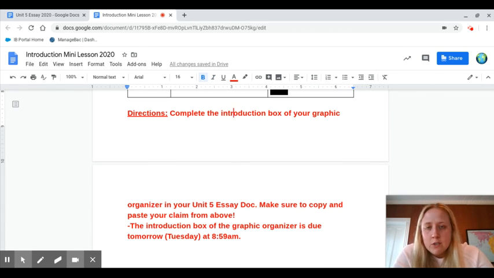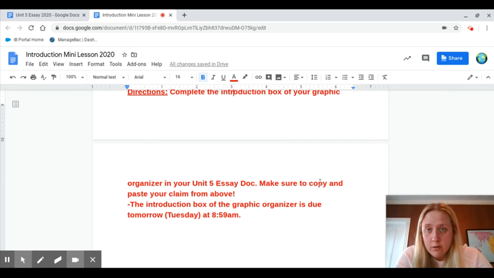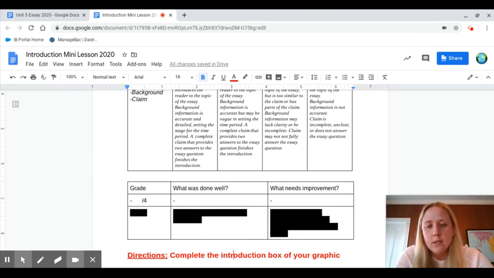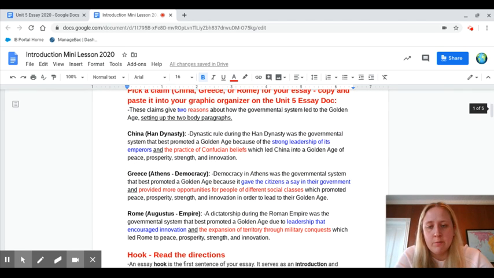So your final directions here, you're going to complete the introduction box of your graphic organizer in your Unit 5 essay doc. Make sure, again, you hopefully already did it, copy and paste your claim from above. The introduction box of the graphic organizer is due tomorrow, Tuesday, at 8:59 a.m., right? So you have it as your classwork was to do this document, but also to do your introduction, but it's homework. So you have past 4 p.m. You have until tomorrow morning to finish it up.